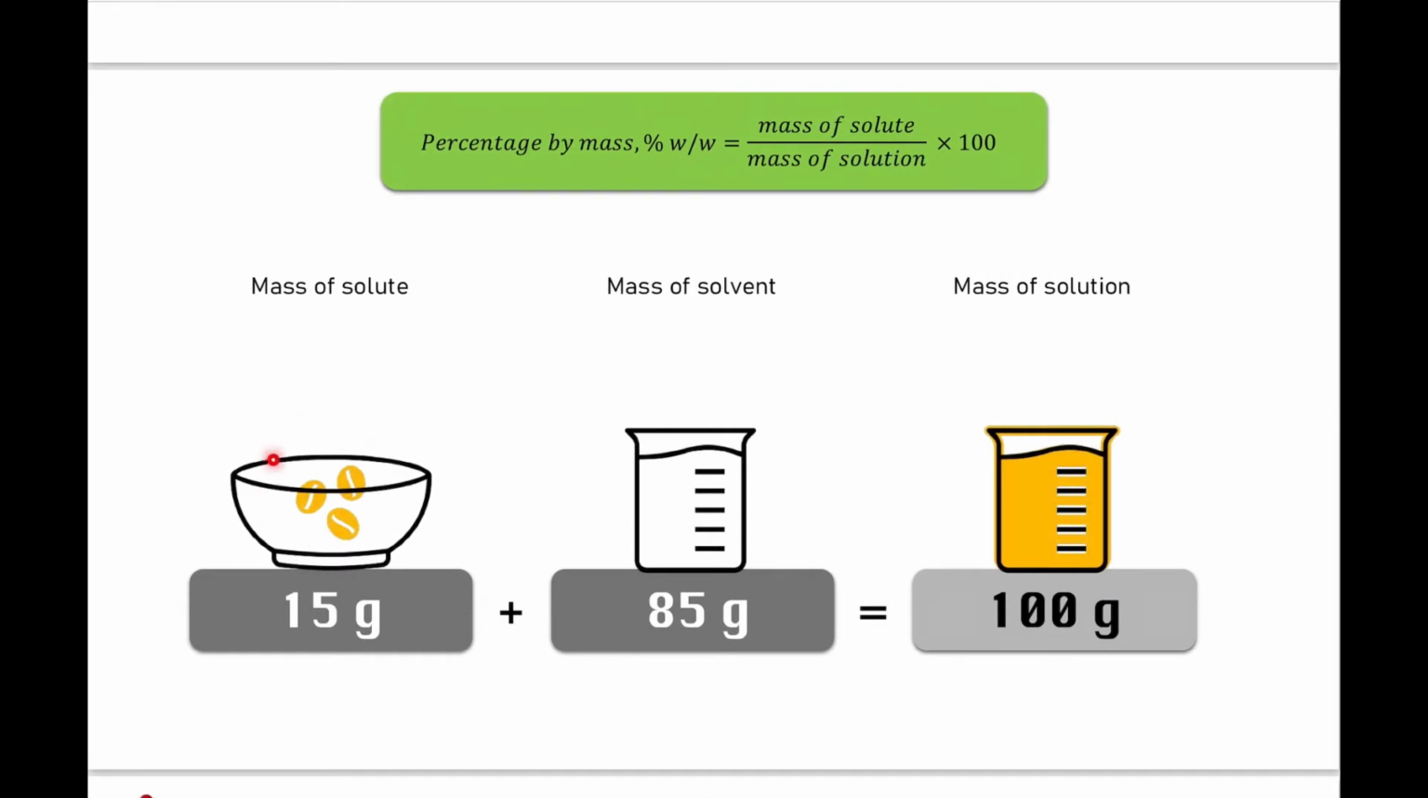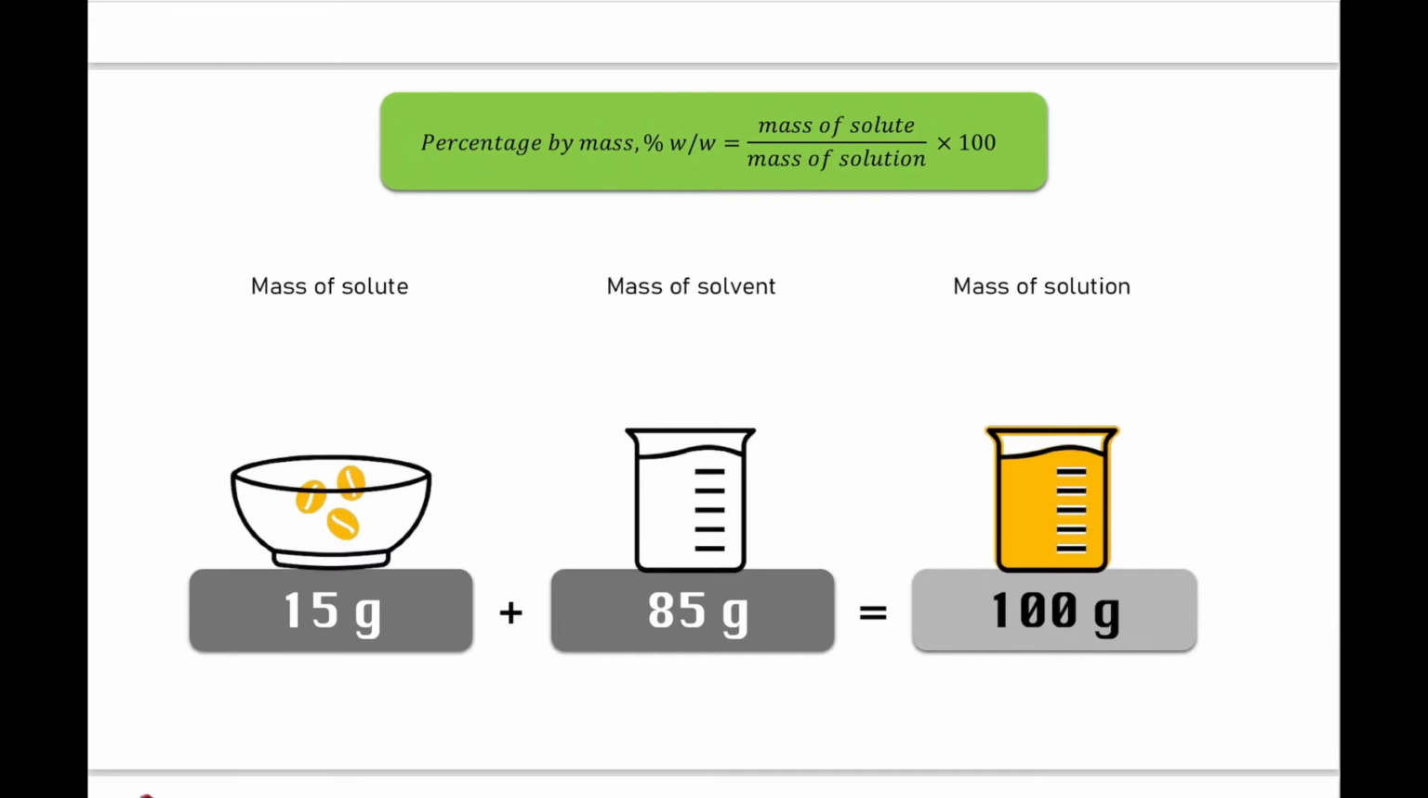I have 3 candies here with a mass of 15 grams, and the mass of solvent here, which is usually water, which is 85 grams. When I mix the solute with the solvent, a solution will be produced with a mass of 100 grams. The mass of solute, which is 15 grams, plus the mass of solvent, which is 85 grams, will result in the mass of solution, which is 100 grams.